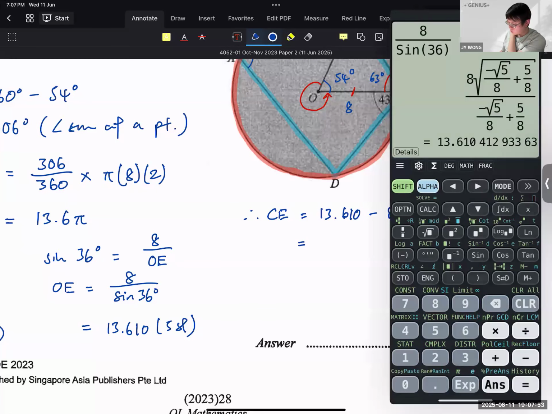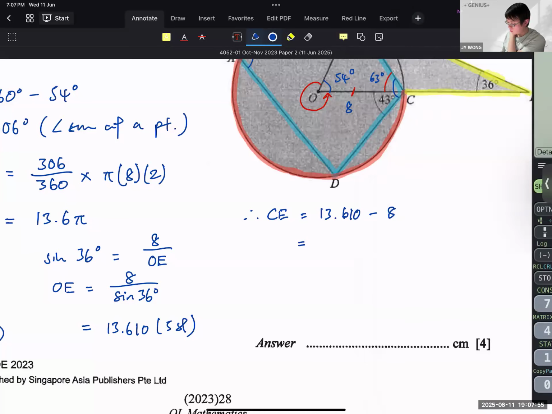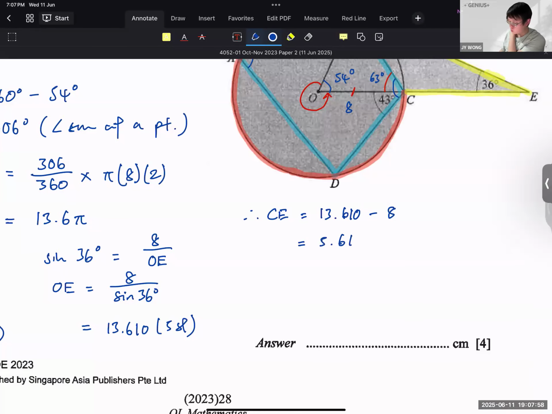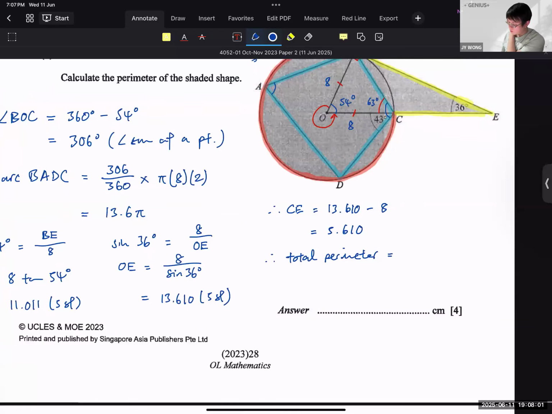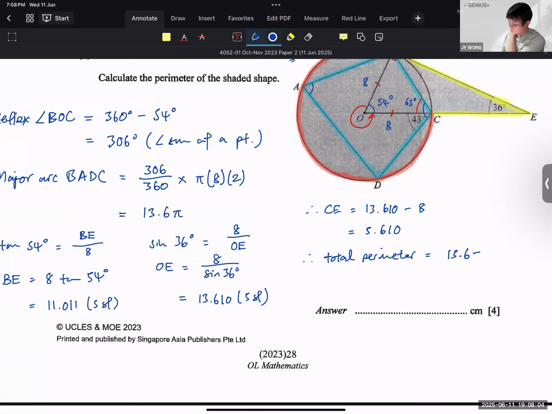And therefore, your total perimeter is equal to 13.6 pi plus 11.011 plus 5.610. Leave your answer to 3 SF. Okay, so just directly leave your answer to 3 SF. Should be 59.3, I think.